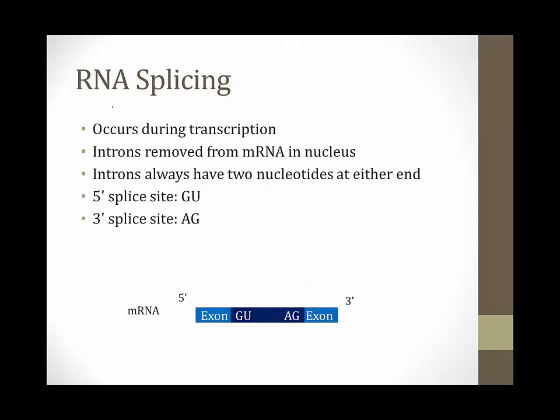RNA splicing is the second important modification that happens to mRNA in eukaryotic cells. RNA splicing occurs during transcription. This is the process by which introns are removed from mRNA. It occurs in the nucleus of eukaryotic cells. And introns can be identified because they always have two specific nucleotides at either end in an mRNA molecule.